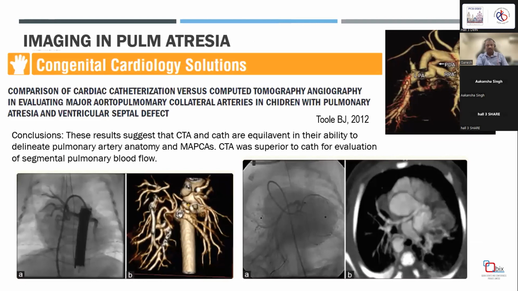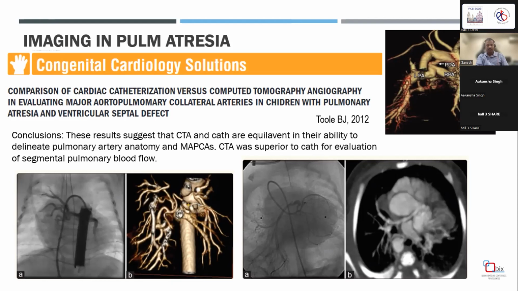Then, of course, the bigger indications that I showed you from the American Heart Association: pulmonary atresia IVS. When I trained, and even now, I think all the babies with pulmonary atresia and IVS go for a cardiac catheterization to define the entire pulmonary blood supply. So the size of native pulmonary arteries, the ductal supply, any aortopulmonary collaterals. So we need a big definition of all this.